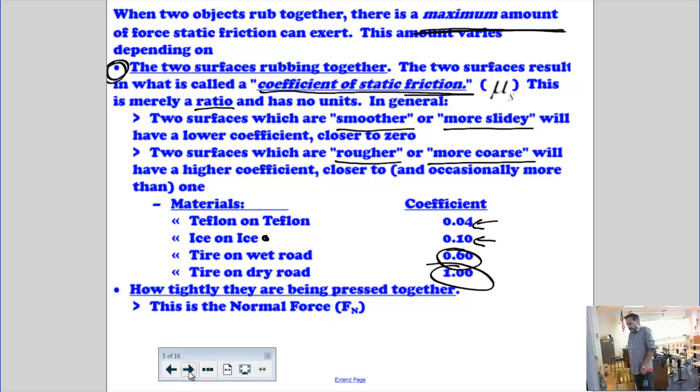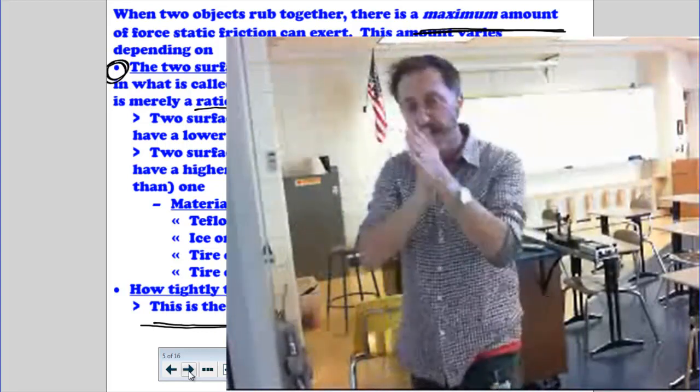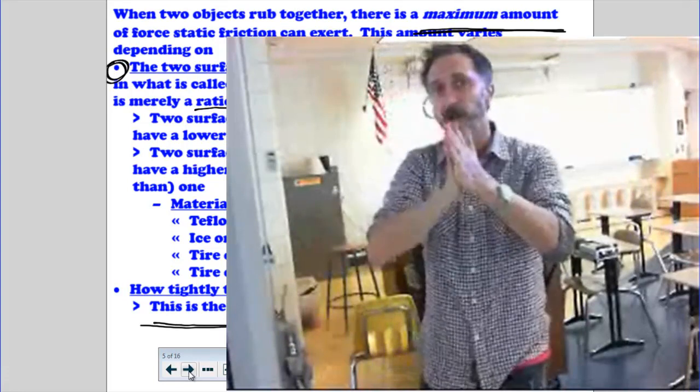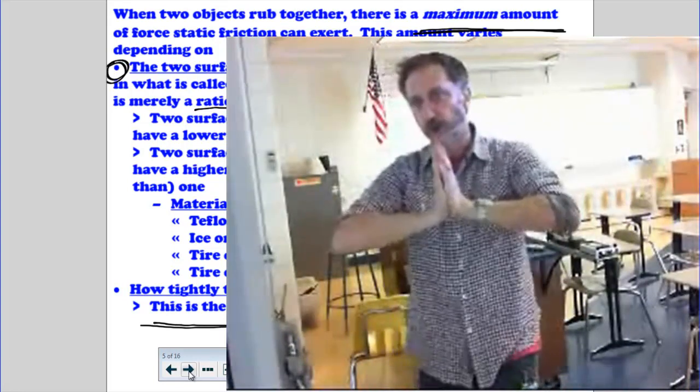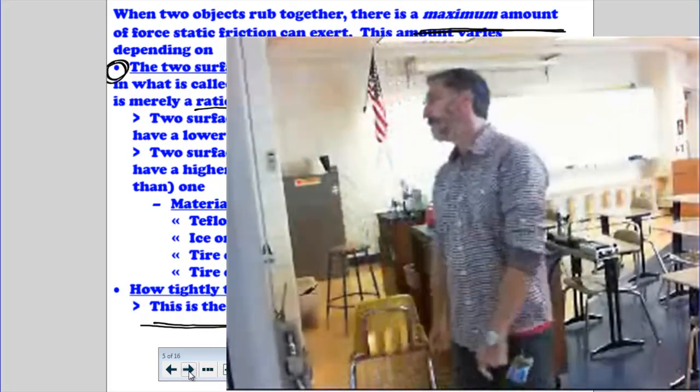Now, the second thing that the friction depends on is how tightly the two objects are pushed together. For us, that means normal force, all right? So if you think about rubbing your hands together, they get nice and warm, right? If you push them together tighter and then do it, they get a lot hotter, a lot faster. That's because there's more pressure, or more normal force, of one hand pushing the other hand, okay?